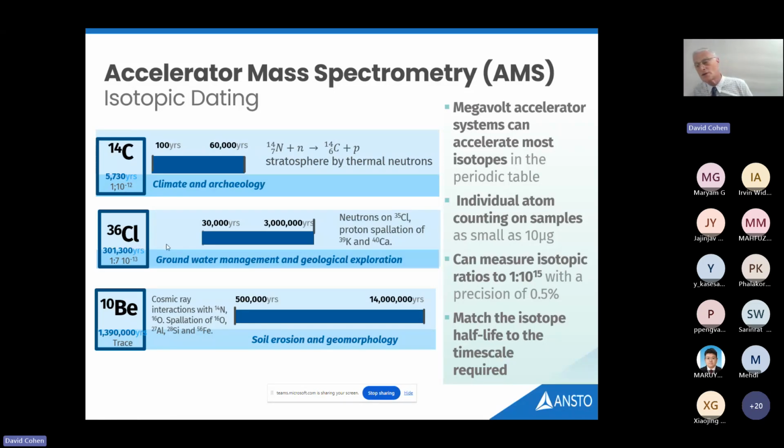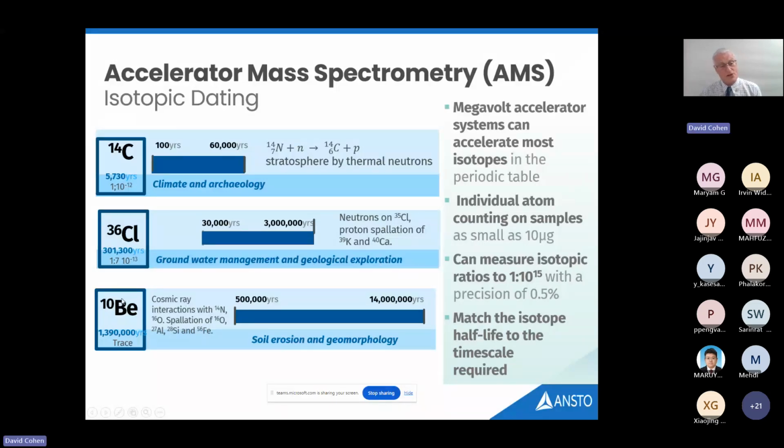If you look at chlorine-36, one of the big things we have here in Australia, because we're very conscious of water and groundwater, and you want to look at groundwater, underground water that flows around in artesian basins in Australia, you would use a chlorine-36 isotope. This has a half-life of 301,000 years. And so going out to 10 half-lives takes you out to 3 million years. So you've got from 30,000 to 3 million years for that. And that's very good for groundwater management, geological exploration.